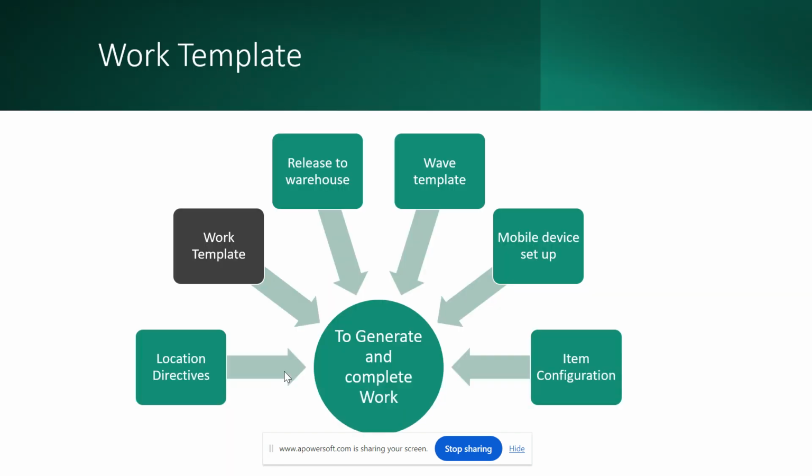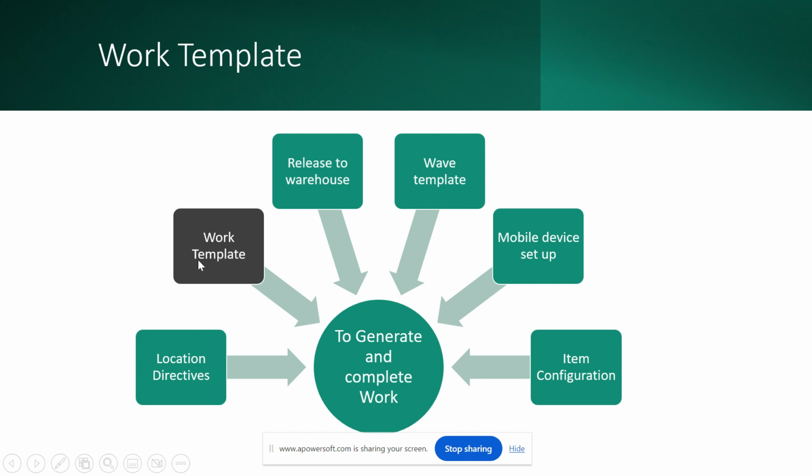So let's get into the work template. So far we have seen the setups related to item configuration, mobile device setup for the worker, waves and wave templates, how to configure waves, how to perform release to warehouse for a sales order, how to perform shipment consolidation, and what a fulfillment policy is. In the last episode, episode number 10, we saw location directives. In today's episode we will be covering the work template.